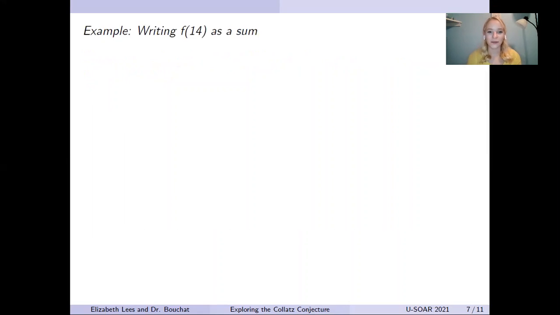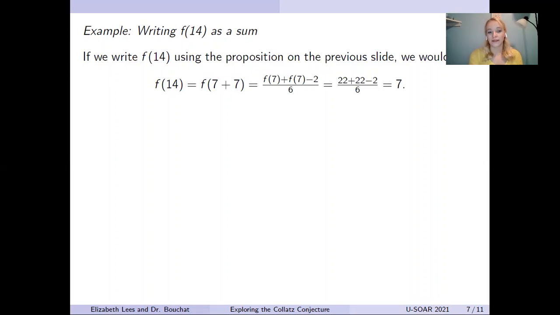We're going to look at another example, calculating f of 14 with 14 as a sum. One way we can write this is 14 equals 7 plus 7. 7 and 7 are both odd, so we use the formula for both odd. We write it as f of 7 plus f of 7 minus 2, all over 6. Because the 7s are both odd, we use the 3n plus 1 formula to get those 22s, so 22 plus 22 minus 2 over 6, and that gives us 7.